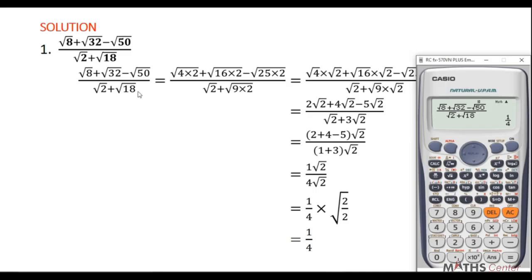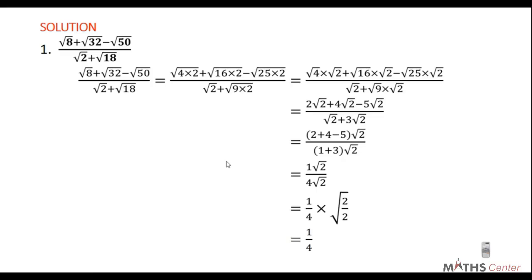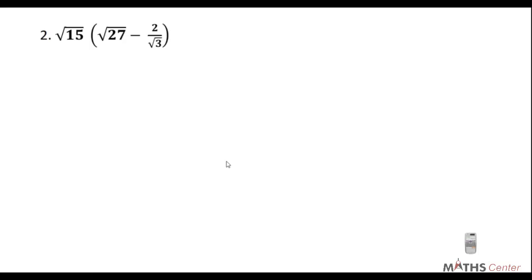So whenever you finish with something like this, you can use your calculator to confirm your answer. Now let's move on to the next one. We have square root of 15 times (square root of 27 minus 2 over square root of 3).